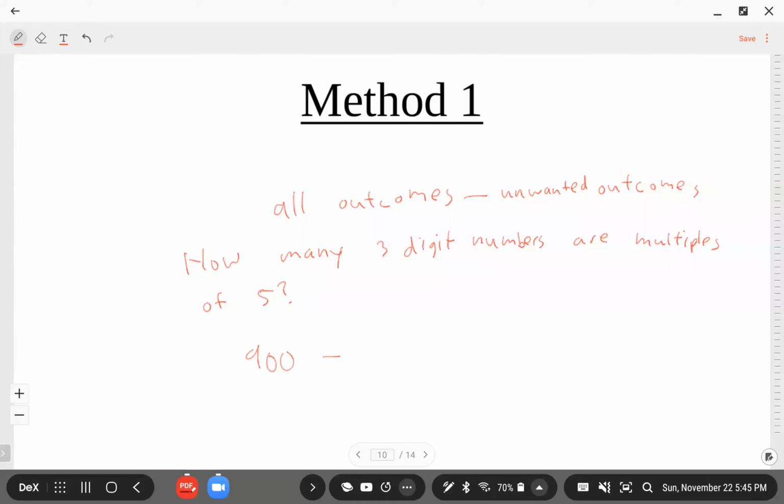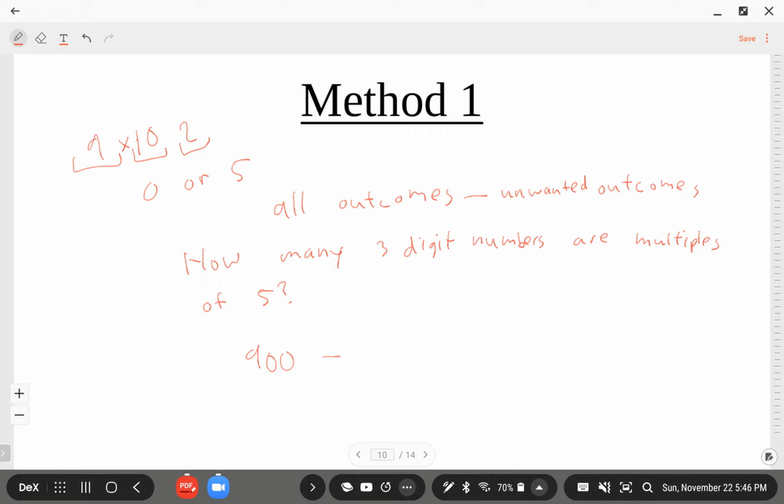So let's keep in mind, how can a 3-digit number be a multiple of 5? We can use the box method. How many 3-digit numbers? 9 times 10 times 10, right? But that only works for the first two boxes because our last digit matters the most. For a number to be a multiple of 5, it has to end in 0 or 5. So we only have 2 possibilities for our last digit.